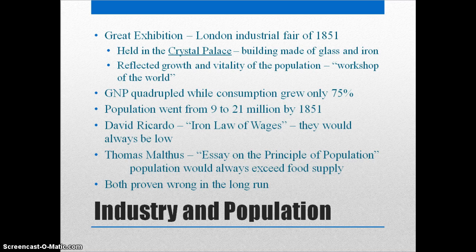David Ricardo creates the iron law of wages, and he deduces that wages are always going to be low, and this is a reflection of that idea of how relative to the production, people's lives are going to change. And Thomas Malthus writes an essay on the principle of population, and his theory is that population will always exceed food supply. Therefore, wage earners will always be lagging behind economically.